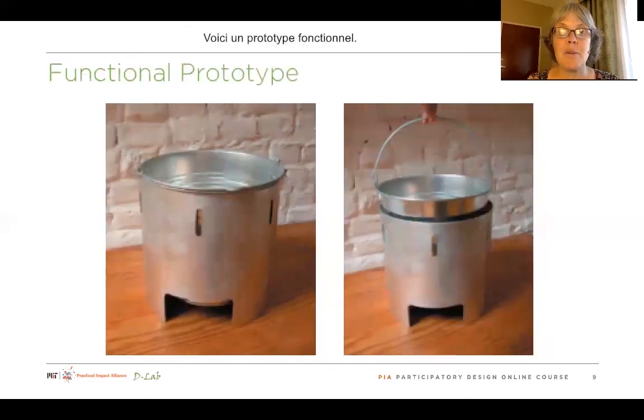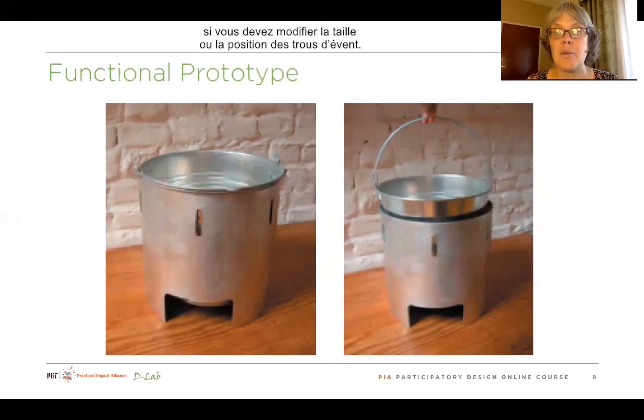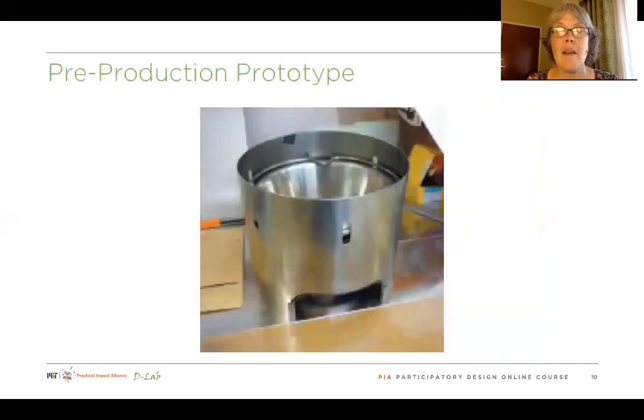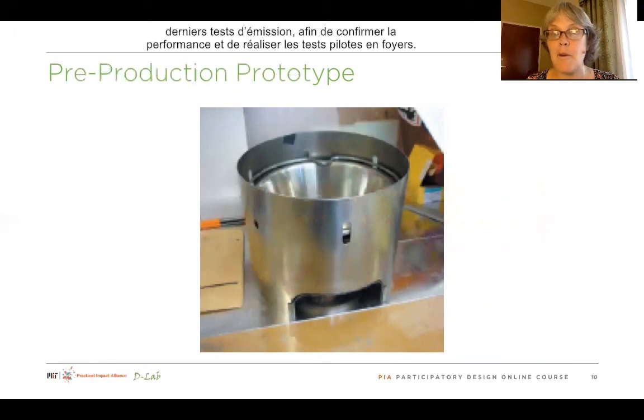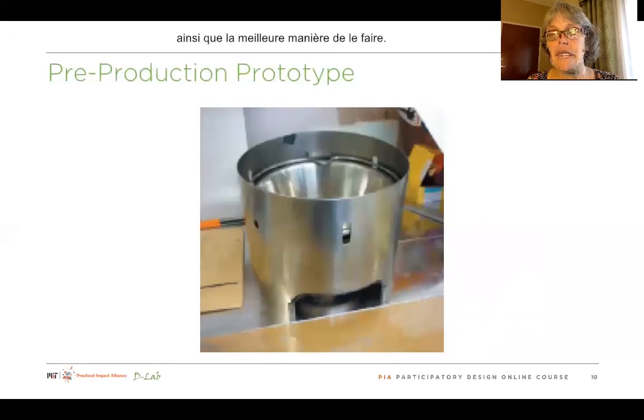This is a functional prototype. You could try cooking with it. You could do emissions testing and see if you needed to change the size or position of the vent holes. You could find out if it is strong enough and stable enough to cook with large cast iron pans. This is the pre-production prototype. This is what you'd use to do the final emissions test to confirm the performance and to do household pilot tests. The key to good prototyping is figuring out what you want to learn and the most effective way to do it.